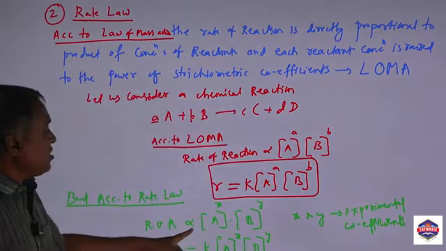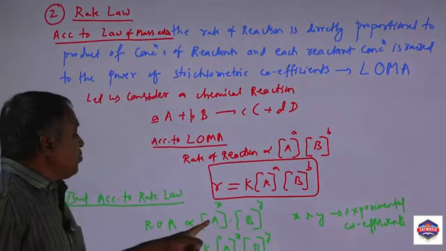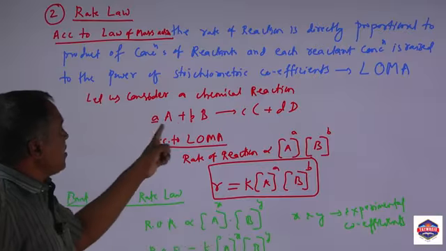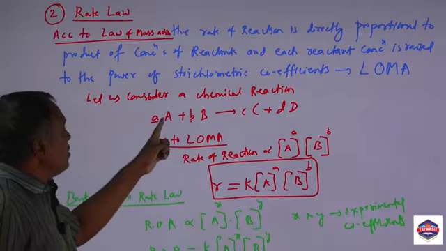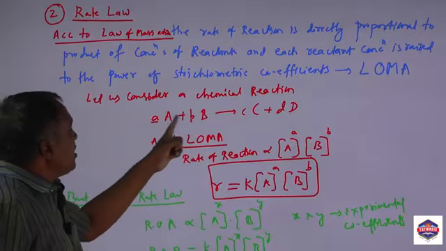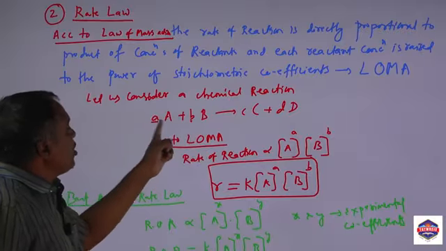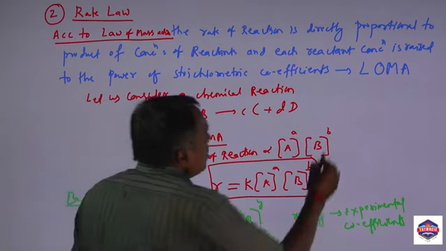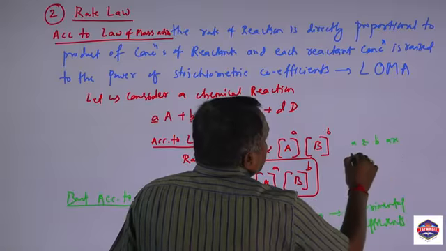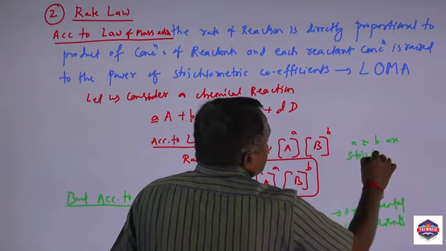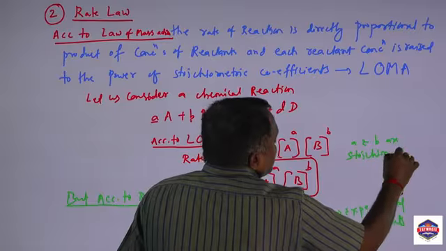So rate of reaction is directly proportional to the product of concentrations of each reactant. Here the reactants are what? A and B are the reactants. And here small a and small b are the stoichiometric coefficients.